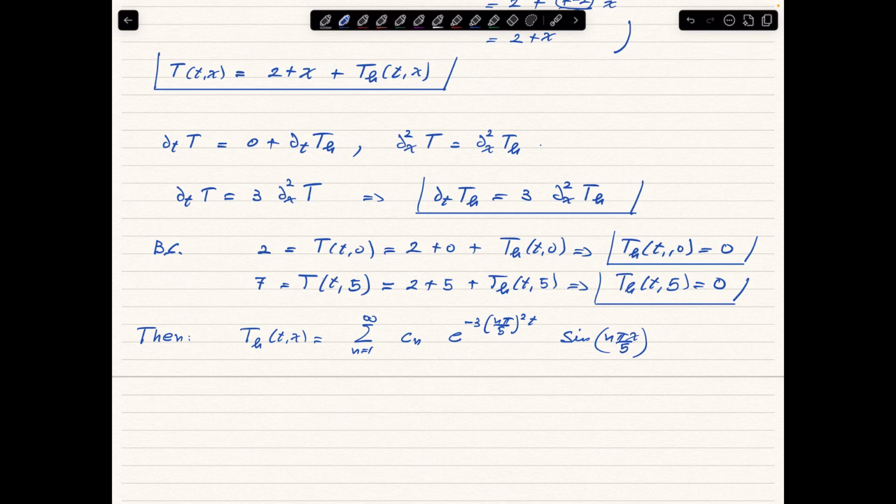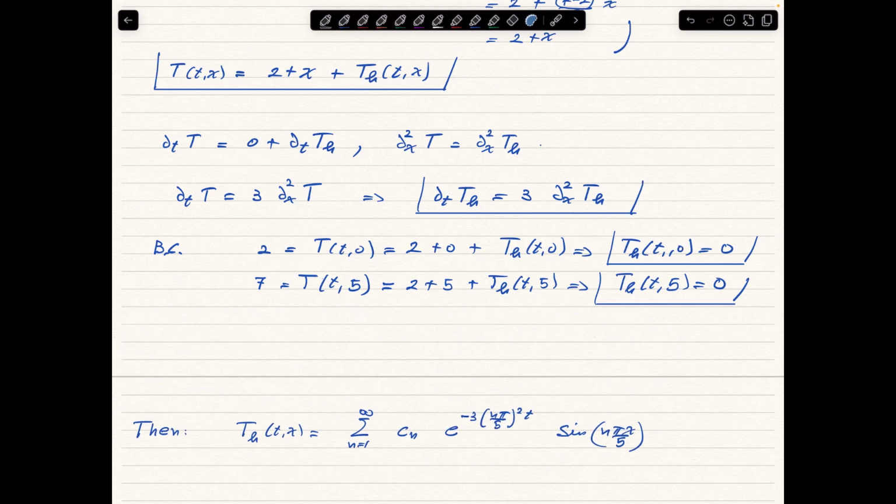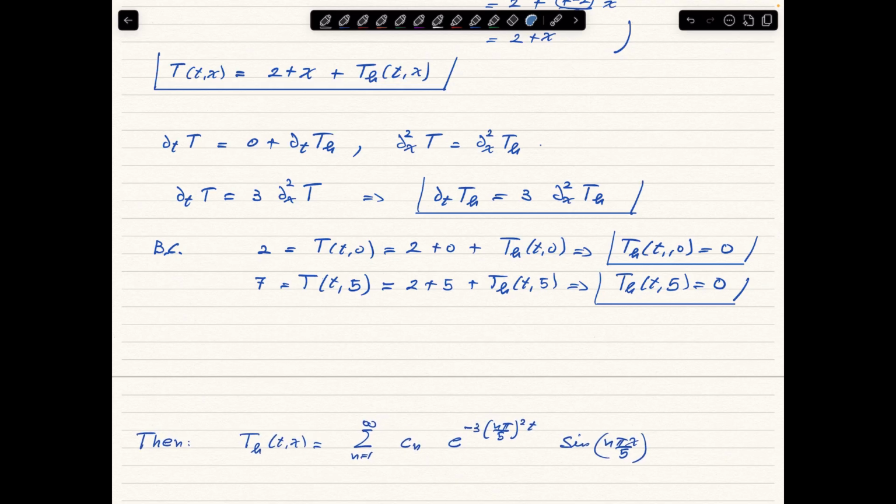The coefficients Cn are given by the initial condition. Oh, I forgot to write what the initial conditions are. Recall the initial condition: the temperature function tau of x is the temperature at 0, x. But this is actually 2 plus x plus the initial temperature of TH. Well, from here we see that the initial temperature for TH is nothing more than tau minus 2 minus x.